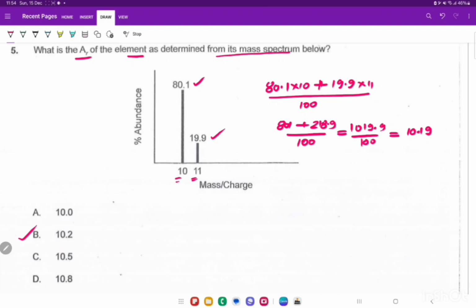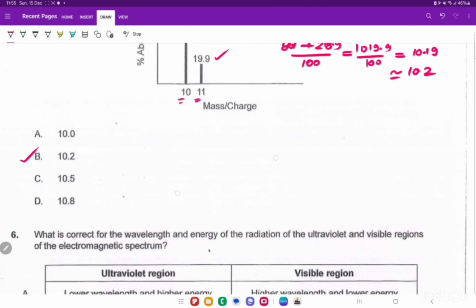Answer is B. The percentage abundance multiplied by the mass, that is 80.1 into 10 plus 19.9 into 11 upon 100, equals the AR. AR will be equal to 10.19, approximately 10.2. This is the answer. For the fifth question, answer is B.